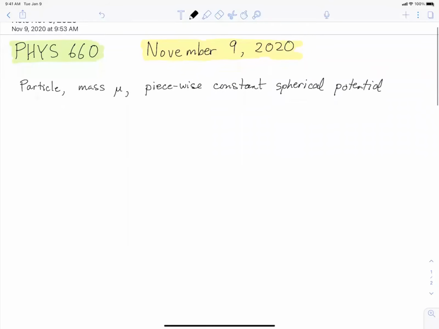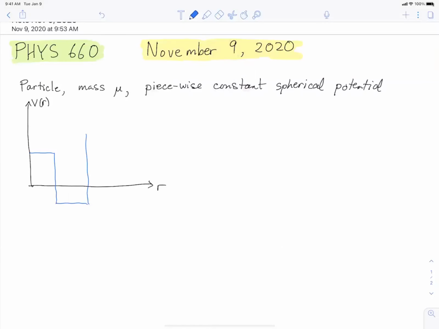Okay, and so just to graph what it might look like as a function of r, this is the potential. And it's some constant here, and then it changes to some other constant, and then it might change to some other constant up here, and then back down here. So this is V1, V2, which could be negative, V3, V4.